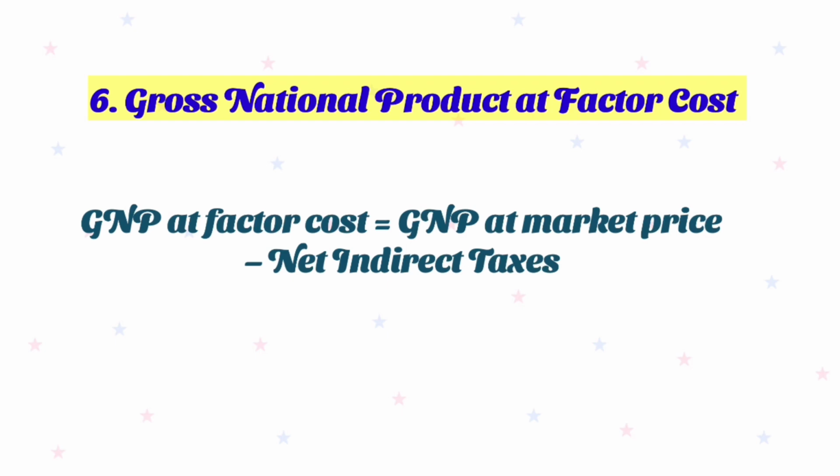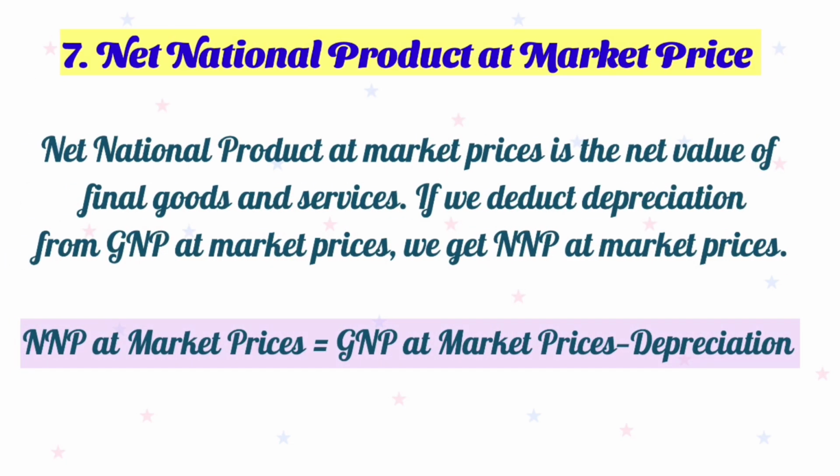Gross national product at factor cost. So again we need to arrive at factor cost from market price. So GNP at factor cost will be equal to GNP at market price minus net indirect taxes. Net national product at market price is the net value of final goods and services. If we deduct depreciation from GNP at market price, we get NNP at market price. So NNP at market price will be equal to GNP at market price minus depreciation.